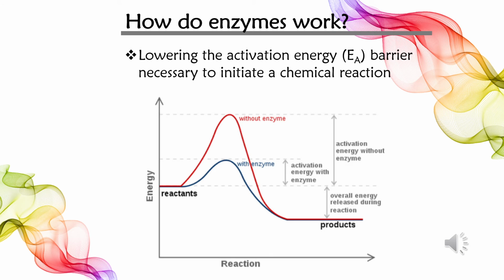Enzymes speed up metabolic reaction by lowering energy barrier. Enzymes lower activation energy so that the transition state can be reached at cellular temperature. Without an enzyme, a high temperature is required.